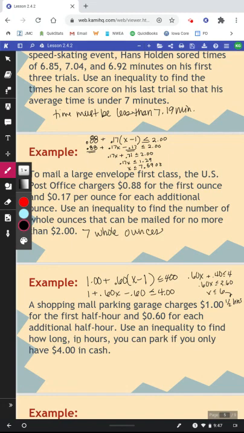Use the inequality to find how long in hours you can park if you only have $4 in cash. So we know the first half hour was $1, and then we have 6 more half hours. So we have 7 total half hours we can park. But they want my problem in hours. So 7 half hours would be a total of 3.5 hours. And less than or equal to 3.5 hours. This one should have been what? Less than or equal to also.